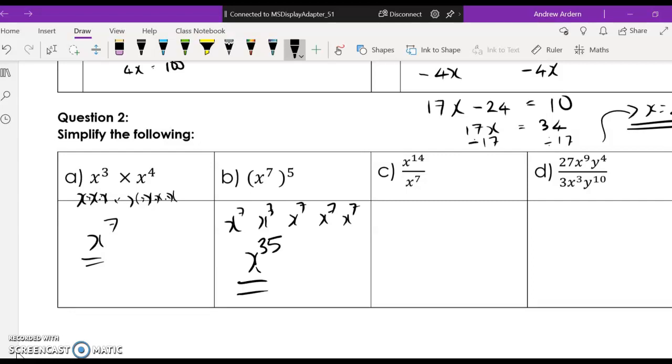So that's that one. Letter C, there are 14, and I won't be able to draw them all up here. There are 14 x's up the top. There are 7 on the bottom. 4, 5, 6, 7. One of them can cancel with one of them. One of them cancels with one of them. One of them cancels with one of them. One of them cancels with one of them. And so on, until you're left with 7 on the top. And the answer is x7.